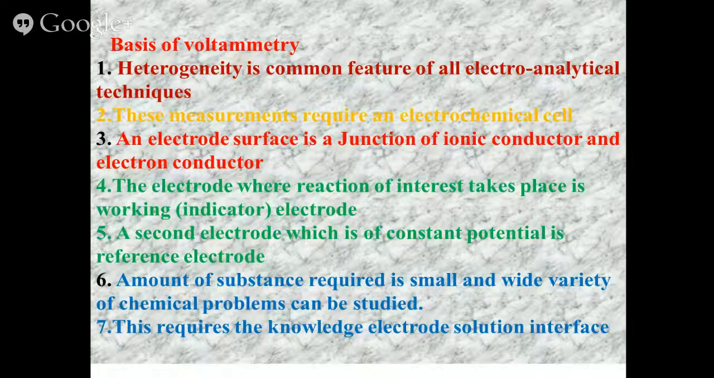The amount of this substance required here is very small. It can be 1 micromolar or even less than that, whereas the supporting electrolyte has to be 1 molar. Since we are interested in identifying the chemical species that is present, a very small amount is enough for this technique.